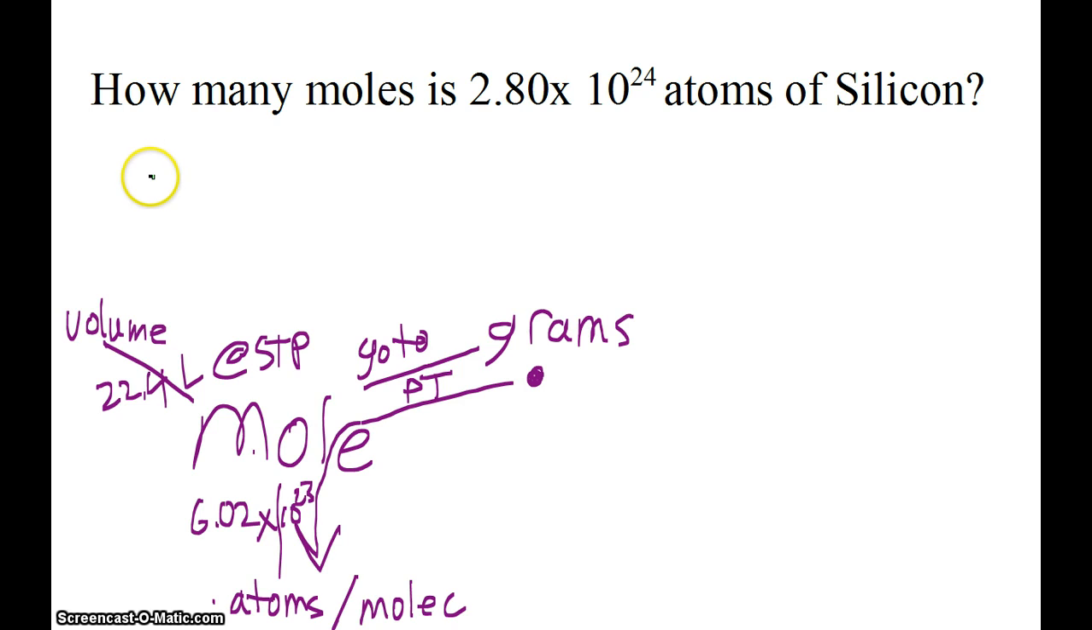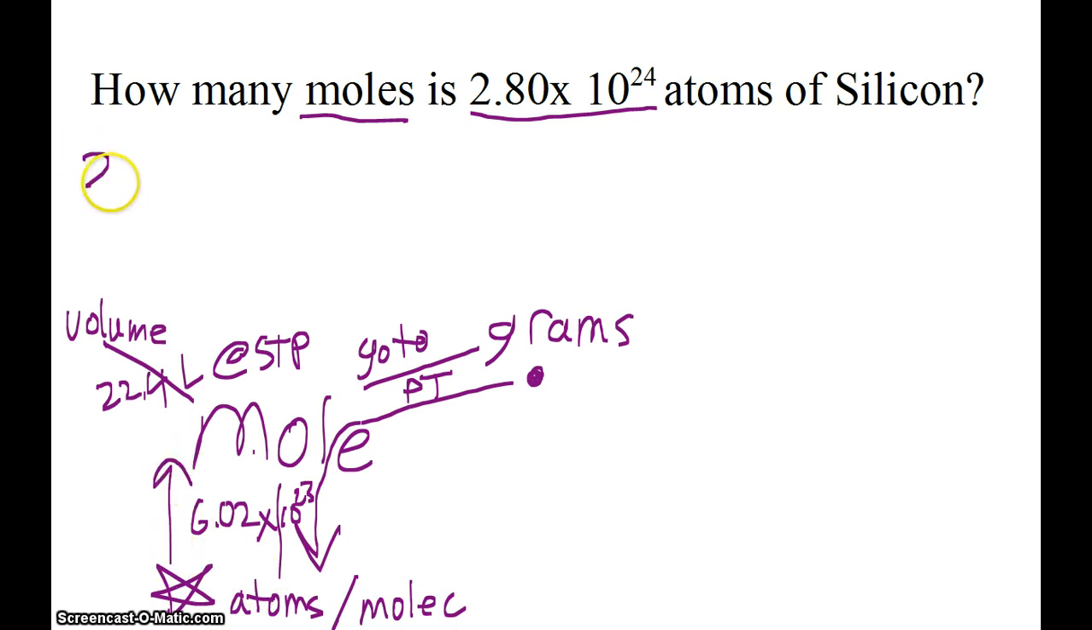Okay, so let's go ahead and, using this idea of the mole map here, solve this first problem. Remember, we use dimensional analysis to solve these. So the question is, how many moles is 2.80 times 10 to the 20 atoms of silicon? Okay, so we're looking for moles, we're given atoms. So that means we start out right down in here, and we just want to go to moles. So this is going to be a simple one-step problem.